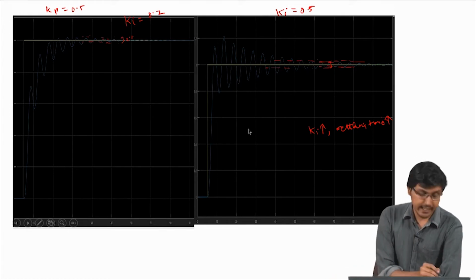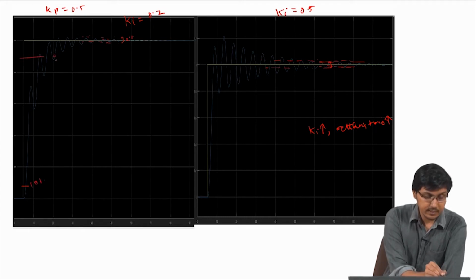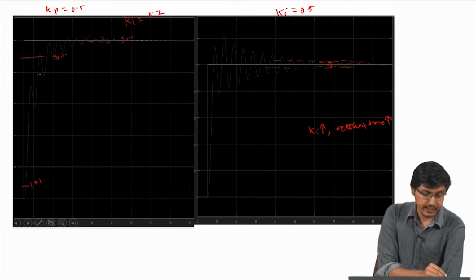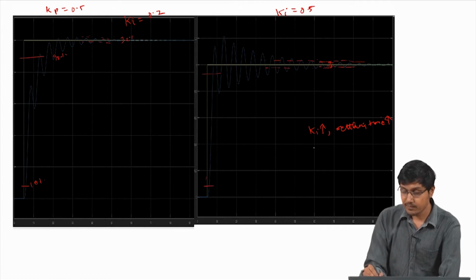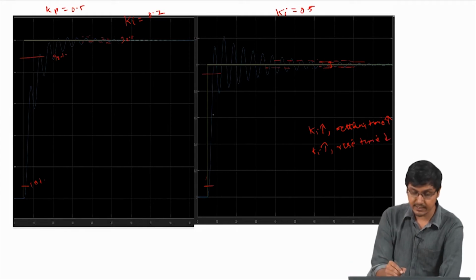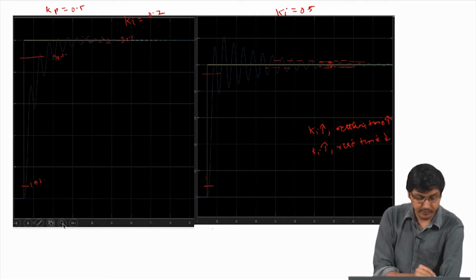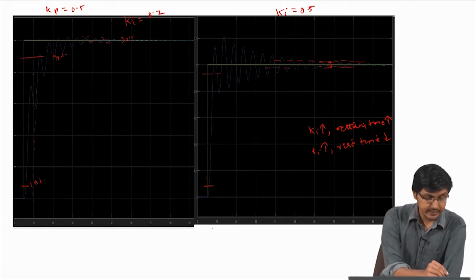Let us take this as 10% and this as 90%. The time taken to rise from 10% to 90% here is actually longer than here. So, when I increase Ki, the rise time is decreasing, because here it is faster. See, here it came within 10 seconds, but here it took more than 10 seconds.